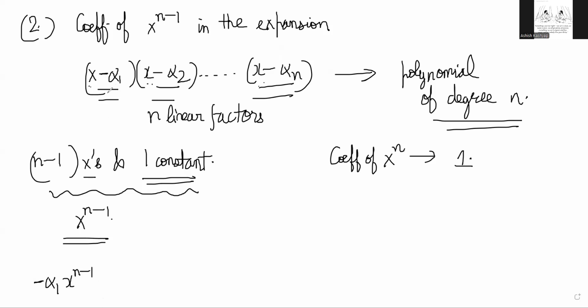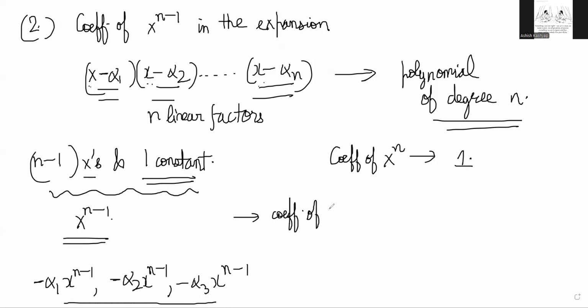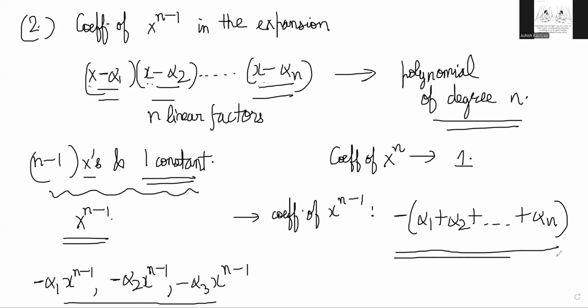However, there are so many ways to select the constant. There will also be a term minus alpha 2 x power n minus 1, minus alpha 3 x power n minus 1, right? All of these terms will be added, and you should realize that the coefficient of x power n minus 1 here will be minus of (alpha 1 plus alpha 2 till alpha n). So this is a statement that I have made that is pretty obvious here, how we get the coefficient of x power n minus 1 in this product, right?